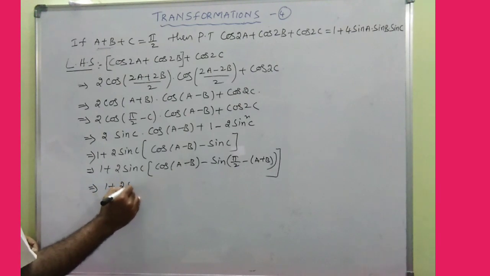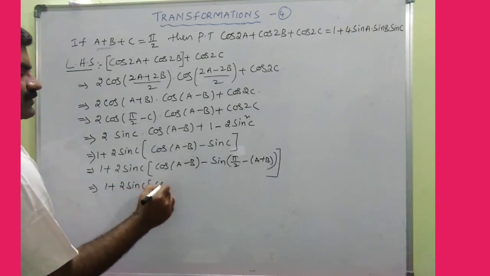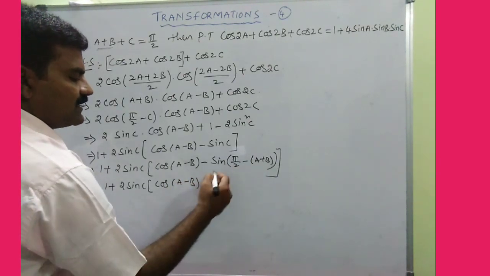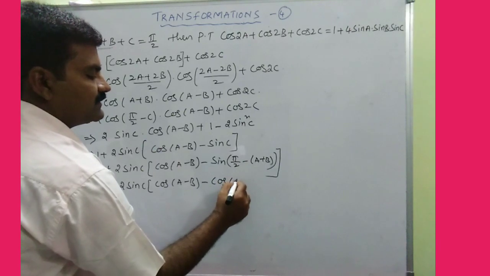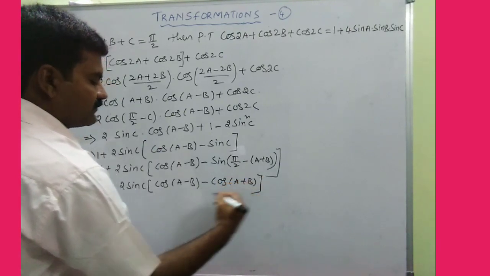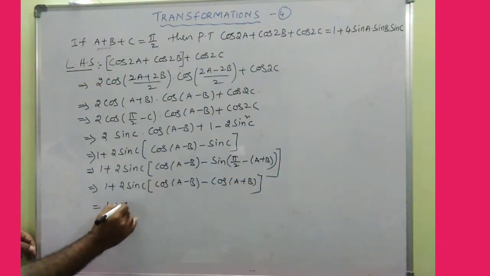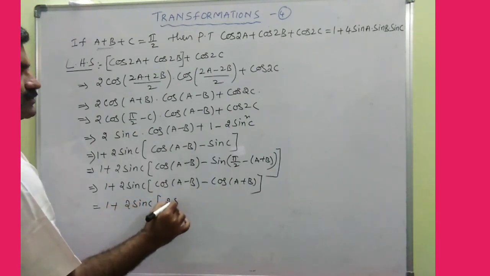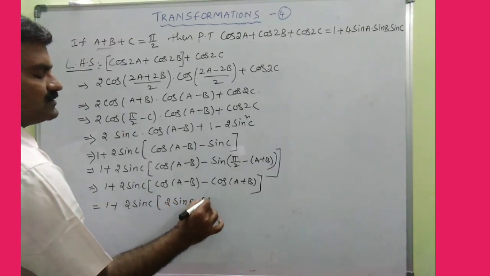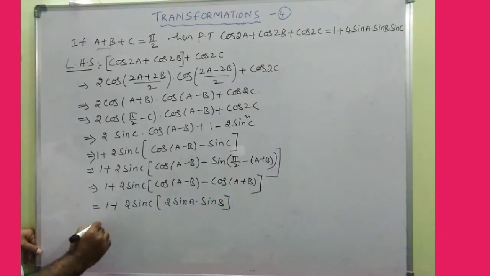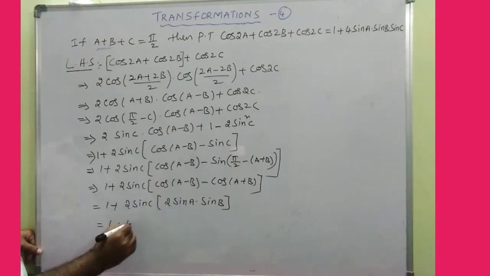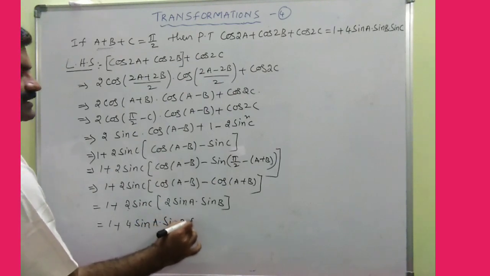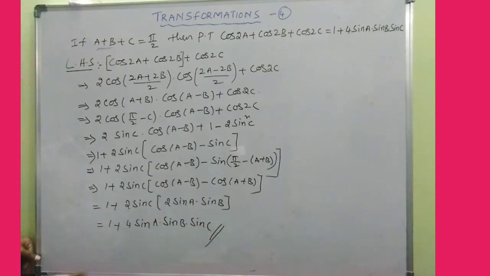So this is furtherly cos of a minus b. See, 90 minus theta. Sine of 90 minus theta is nothing but cos theta. So 1 plus 2 sine c into, this is straight formula, no? Which is equals to 2 sine a into sine b. So on multiplication, 2 into 2, 4 into sine a into sine b into sine c. Hence proof.